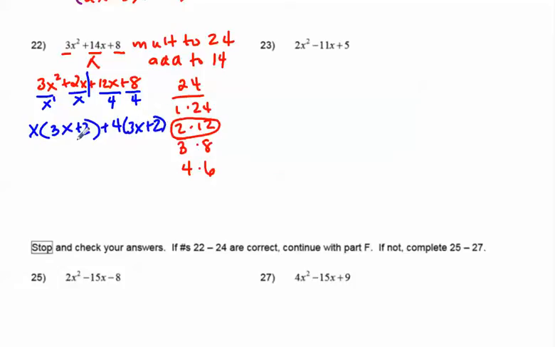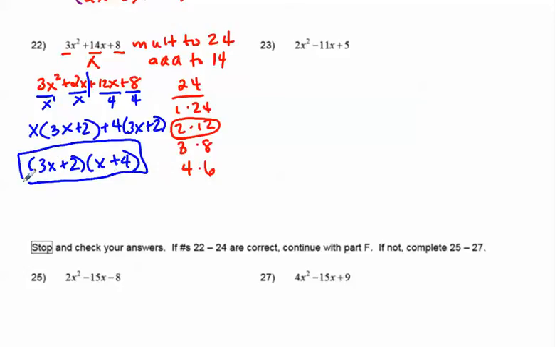So because the insides are matching, you know you're on the right track. One of your factors is 3x plus 2. 3x plus 2 is being multiplied by x and by 4. Alright, in 23, you need two numbers that multiply to give you 10. I got the 10 with 2 times 5.